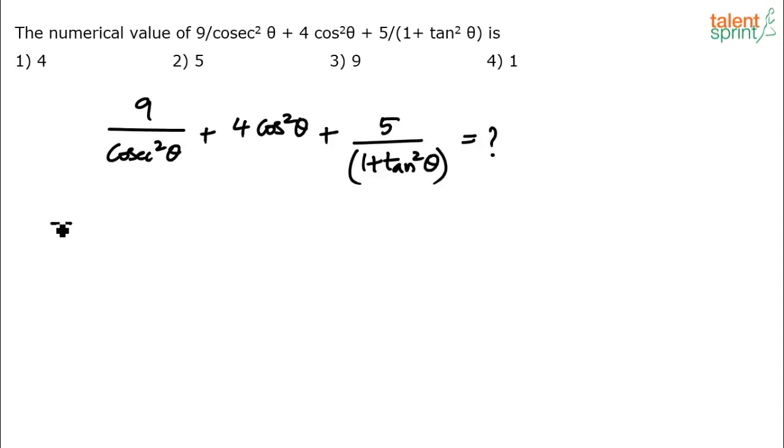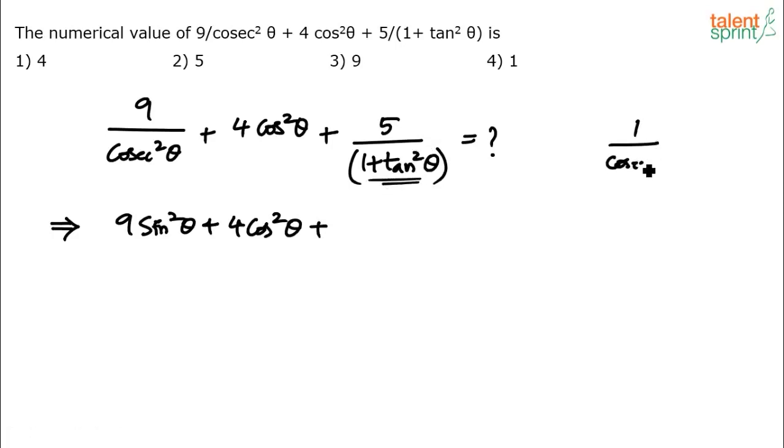I'll try to avoid denominators first. So try to eliminate the denominators. How can you do that? 1 by cosecant square theta is sine square theta, right? You know that 1 by cosecant theta is sine theta. So 9 by cosecant square theta will become 9 sine square theta, plus 4 cos square theta as it is. I think it's already in a simplified form, so don't need to worry about that. Plus the last term here, 1 plus tan square theta. The first identity that we have used is 1 by cosecant theta equals sine theta.